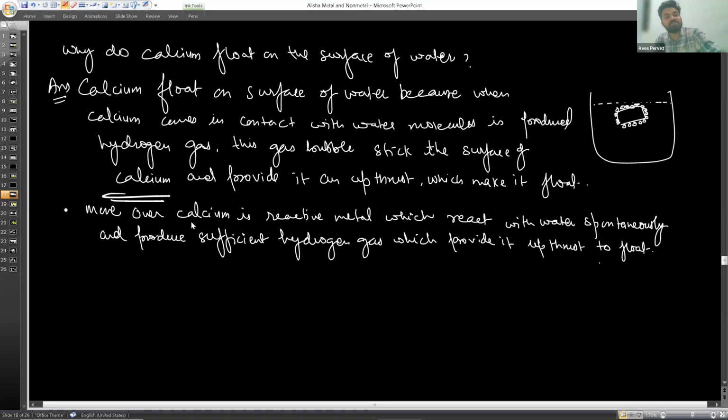And moreover, calcium is a reactive metal which can produce a sufficient amount of hydrogen. It reacts sufficiently, so the hydrogen it is producing is enough to provide the upthrust. Okay, so memorize this one first.